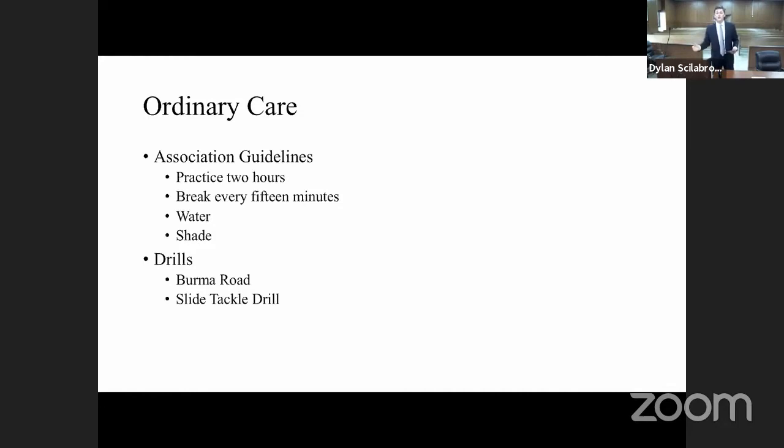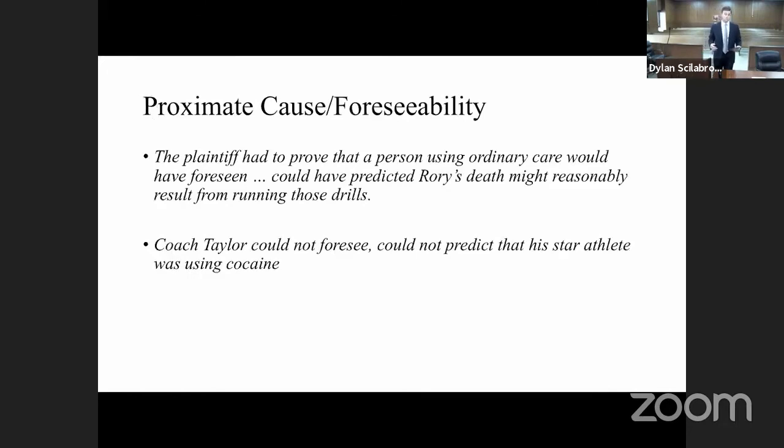So then we go to the next element of their burden. We go to proximate cause and foreseeability. It says explicitly that the plaintiff had to prove that a person using ordinary care would have foreseen, could have predicted, Rory's death might reasonably result from running those drills. Your Honor, in 35 years, we heard no evidence on the plaintiff side, defense side, anywhere that someone has died as a result of either a slide tackle or from the Burma Road. That instruction means that Coach Taylor would have had to foresee, would have had to predict further that his star athlete was going to come to practice that day high on cocaine. Not Coach Taylor, not the medical assistant, not her teammates, not her own mom. Nobody in the world could have imagined that Rory Street, the star athlete of Waco, Texas, was going to be on cocaine.